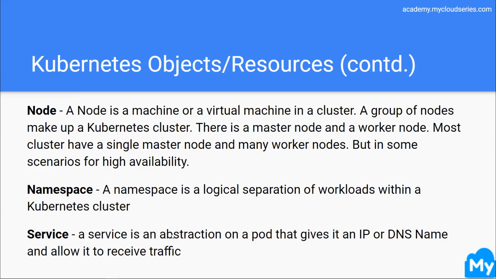Well, the next component we have here is called a service. Now, a service is an abstraction on a pod that gives it an IP or a DNS name and allows it to receive traffic. Now, a pod on its own does not have any way to actually know or receive traffic. You need to create a service and attach that service to the pod before it can actually receive traffic. So receiving traffic means that you can communicate with that particular application.